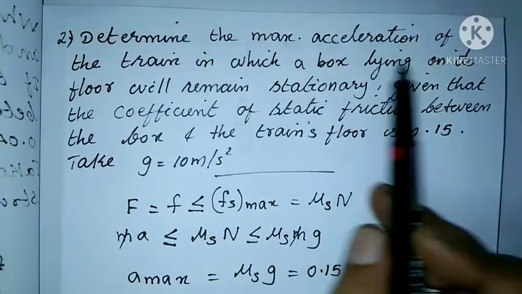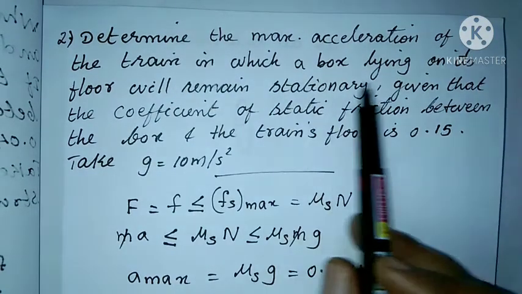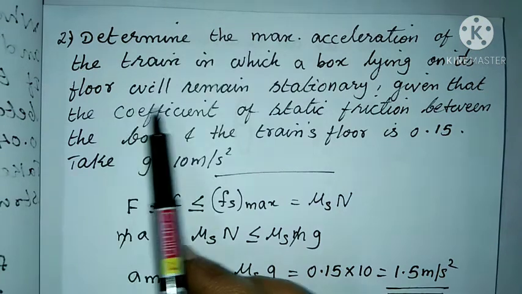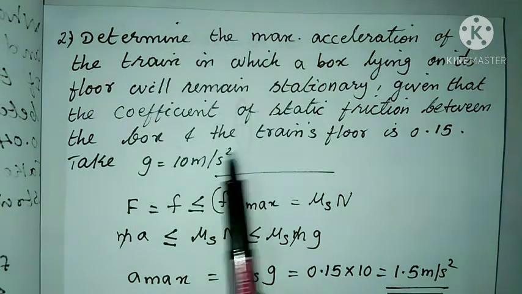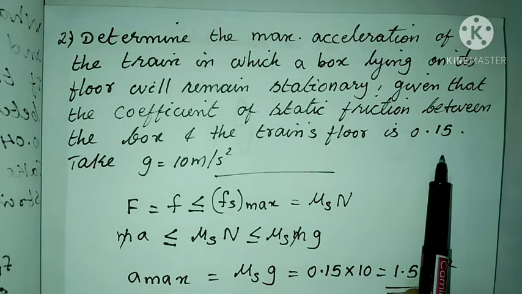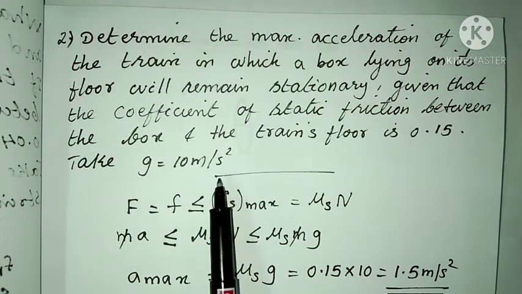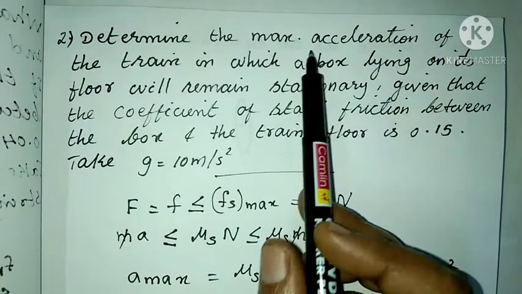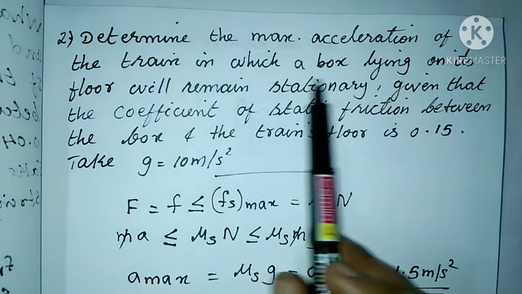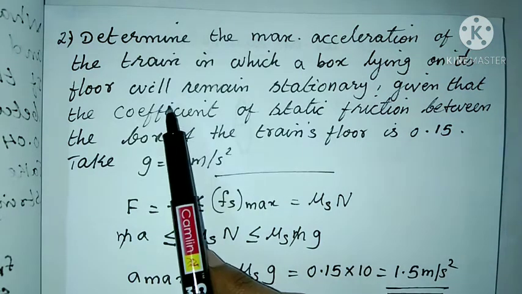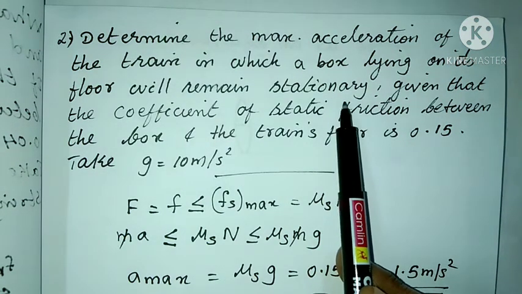Second question: determine the maximum acceleration of the train in which a box lying on its floor will remain stationary, given that the coefficient of static friction between the box and the train's floor is 0.15. Take g equal to 10 meter per second square. So here you want to find the maximum acceleration of the train, inside which a box lying on its floor remains stationary.